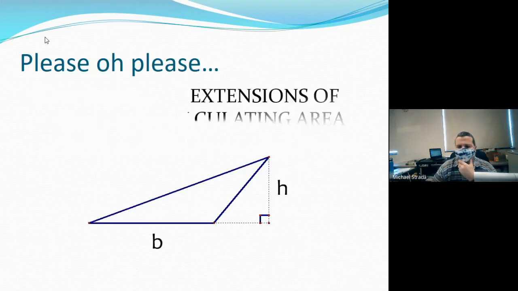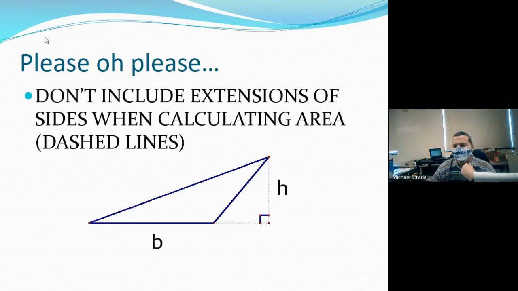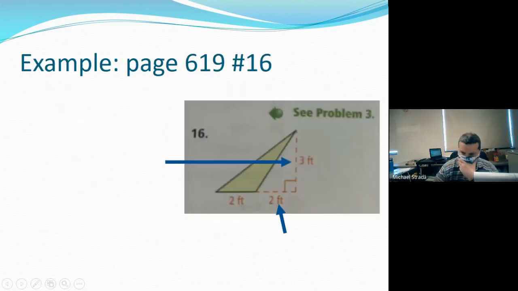Please, oh please, do not include extensions of sides when calculating area. What I mean by that is this. How these are different: that is a dimension. That is the height. I know that because it is a distance off to itself. This dashed line is an extension of B. Does everybody understand what I mean by that? As a result, you never use that when calculating area.